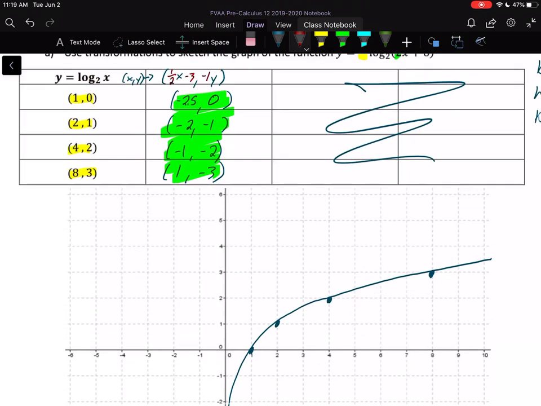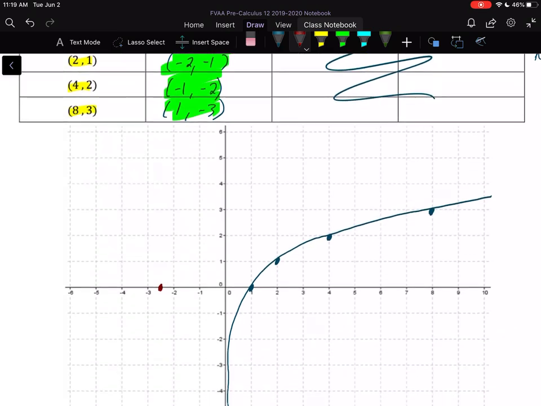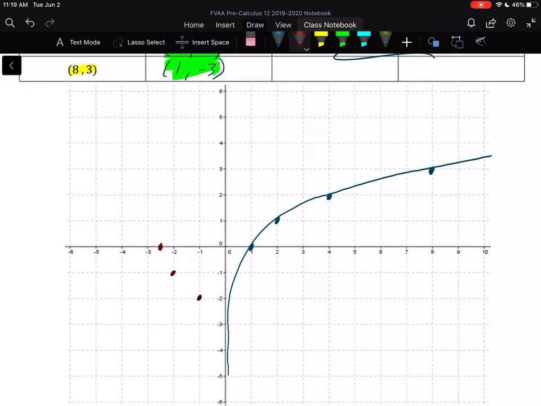So where are these points? Negative 5 and negative 2.5 and 0 is this point here. Negative 2 and negative 1 is this point here. Negative 1, negative 2 is this point here, and 1 and negative 3 is this point here. Okay, so you'll notice that there's been a compression of my points.